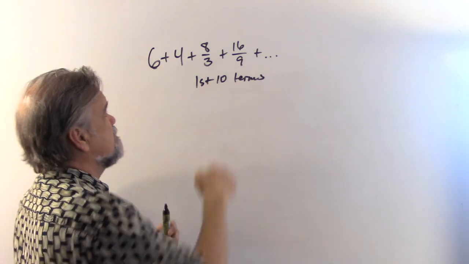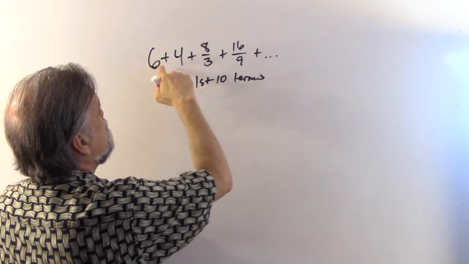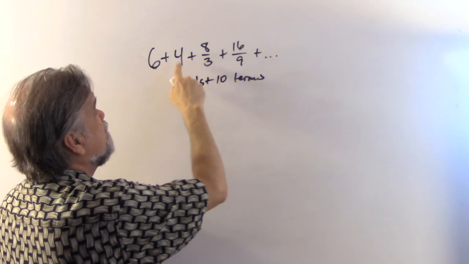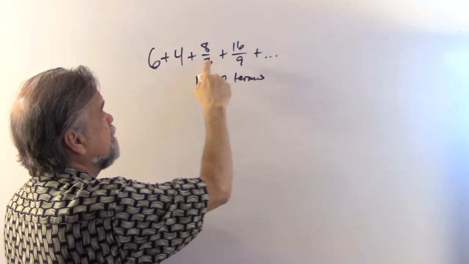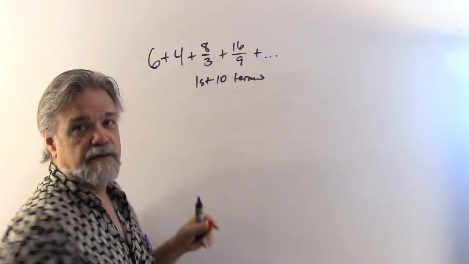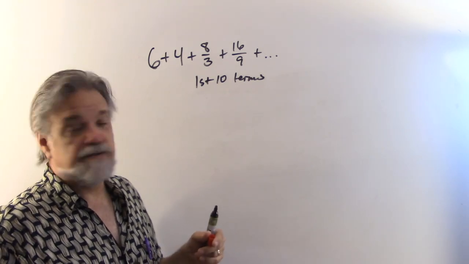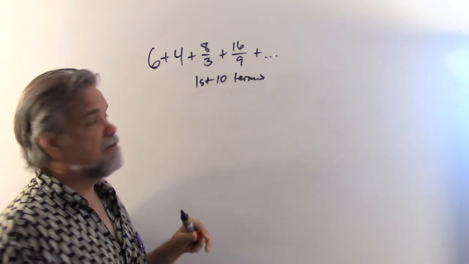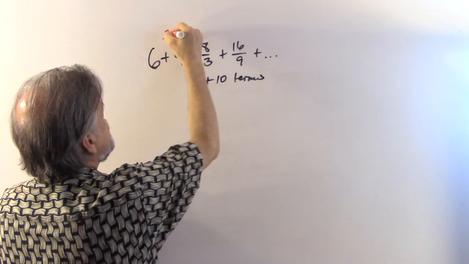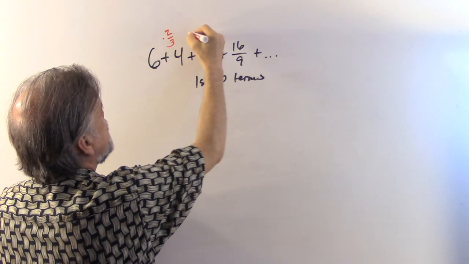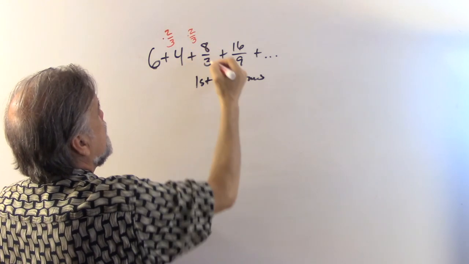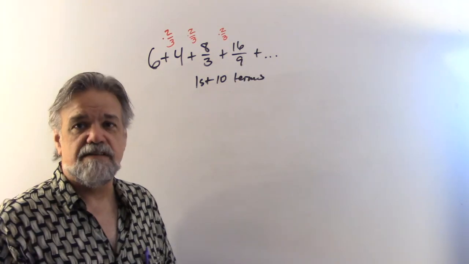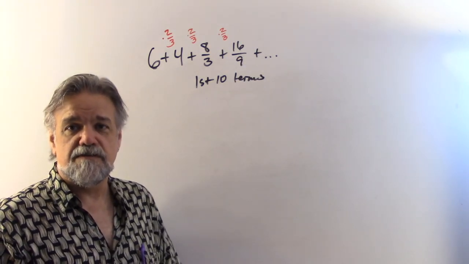If this is a geometric series, that means that I would multiply 6 times something, r, to get 4. I would multiply 4 times r to get 8/3, multiply 8/3 times r to get 16/9. So I guess what we should do is divide 4 by 6 to find out what r is, and 4 divided by 6 is 2/3. So times 2/3 gets me 4. 4 times 2/3 is 8/3. That's true. 8/3 times 2/3 is 16/9. And yes, indeedy, this is a geometric series.